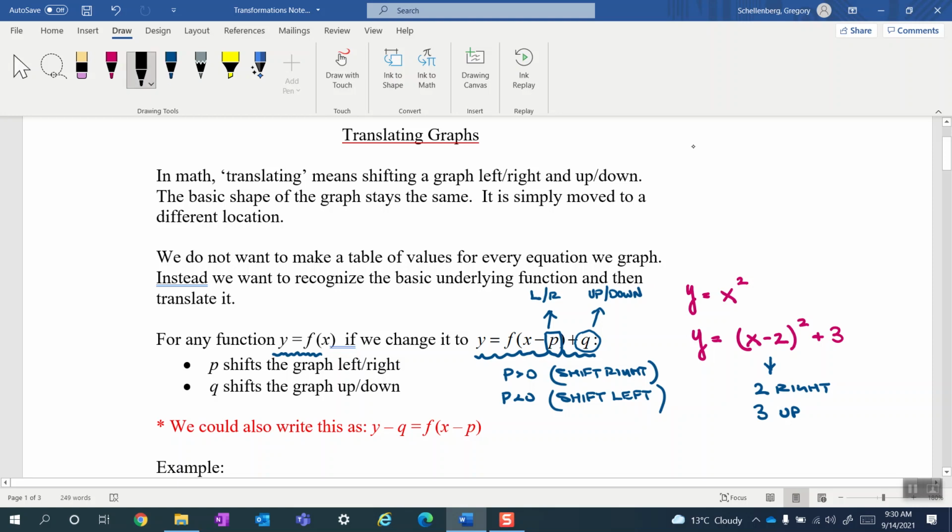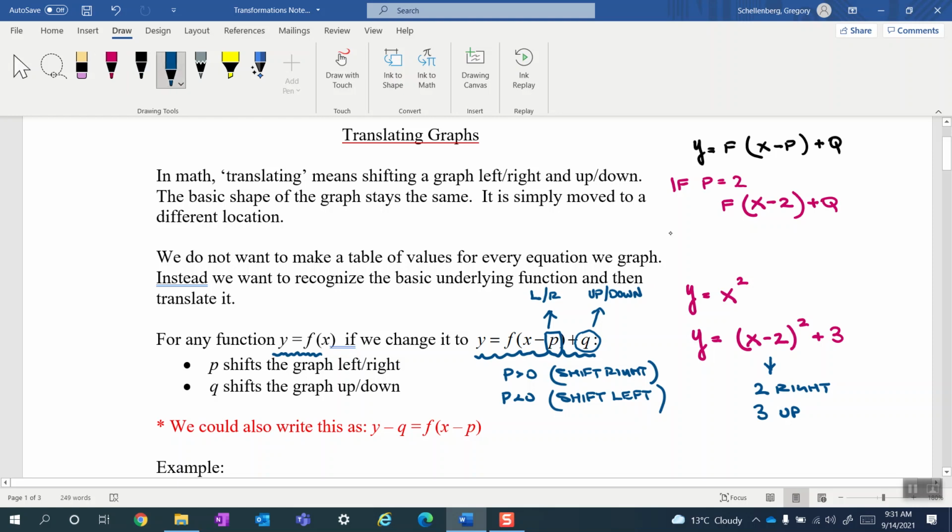Now, I just want you to be aware of one thing here. So I'm going to jot down this skeleton transformed equation. So we've got f of (x minus p) plus q. Okay, so let's say that p is 2. Okay, what does the equation look like? Well, we would get f of (x minus, and we're plugging 2 in for p) so we get f of (x minus 2) plus q. Okay, so that x minus 2 inside the brackets is translating the function 2 to the right.